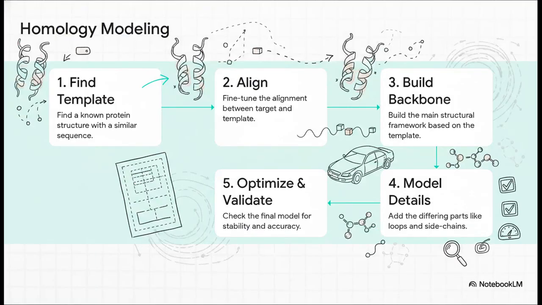So this process, homology modeling, it's kind of like building a new car using the blueprint from a really similar model. You start by finding a known protein structure that's a close match. That's your template, and you use it as a scaffold. Then you build your new protein right on top of that frame, add in all the custom parts that are different, and finally, you run a bunch of checks to make sure your model is stable and accurate.